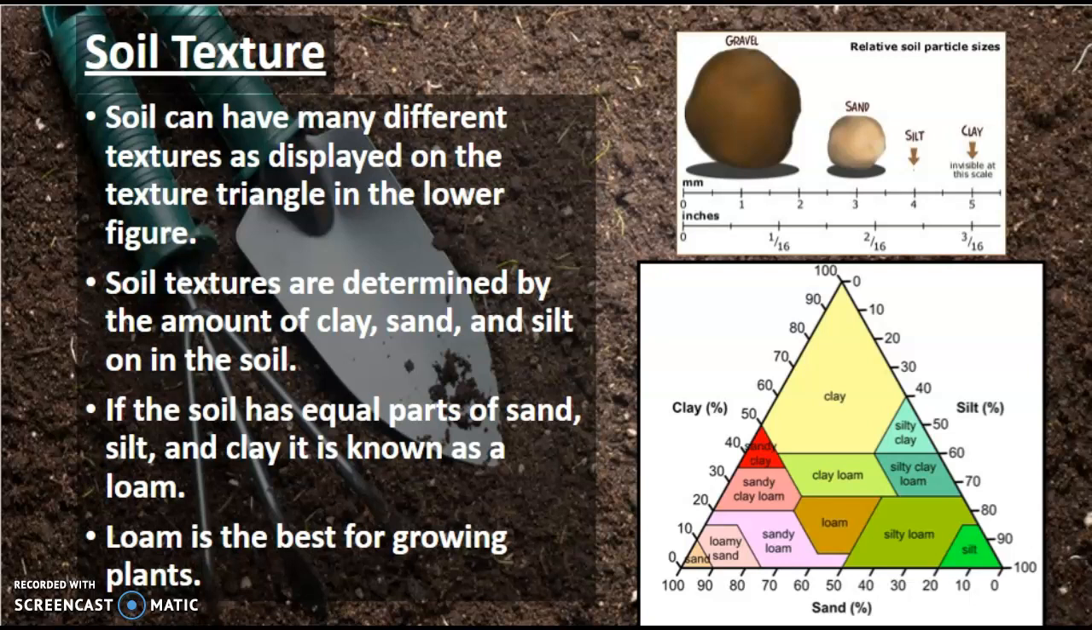Soil texture. We will discuss that in a later lab coming up, but this just gives you another overview of how we determine the difference in soil. And one way is texture. Texture can be determined by the amount of clay, sand, and silt in the soil. If the soil has equal parts of sand, silt, and clay, it is known as a loam. And loam is the best for growing plants.